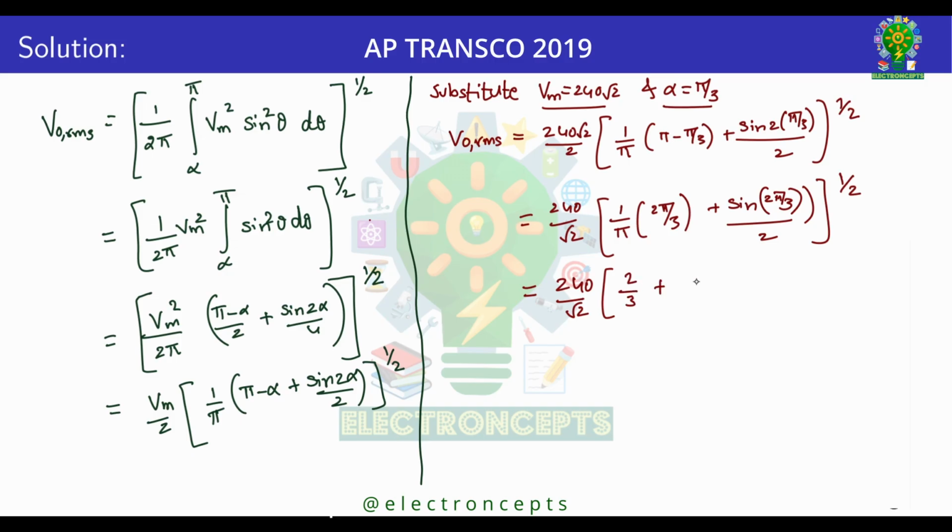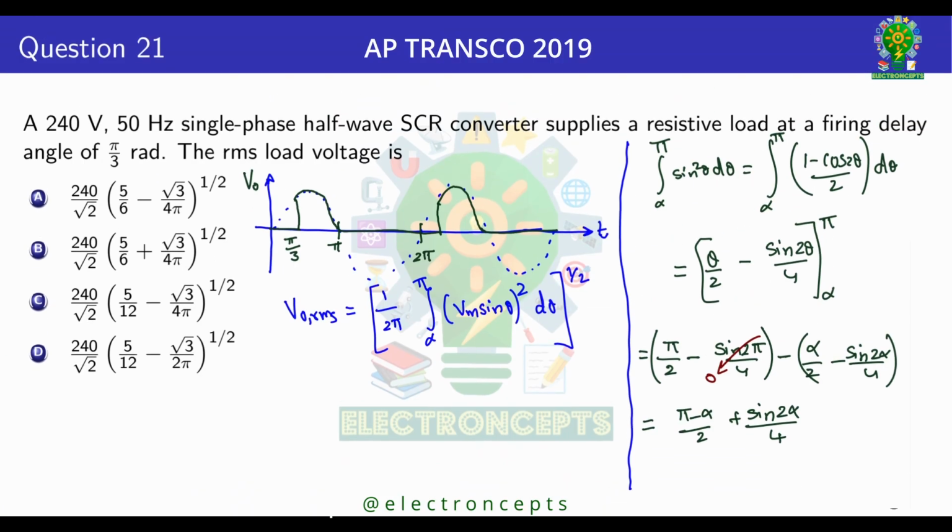pi by 3 is root 3 by 2. Therefore, (root 3 by 4 pi) whole power 1 by 2, which is equal to 240 by root 2 into square root of (2 by 3 plus root 3 by 4 pi). This is the obtained answer, but in the options, this answer is not given. Marks to all is given.